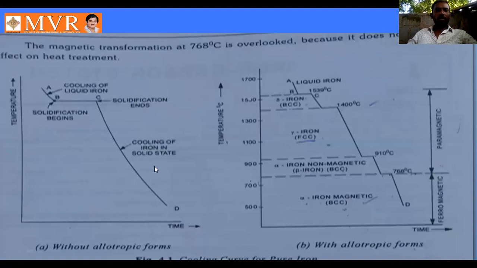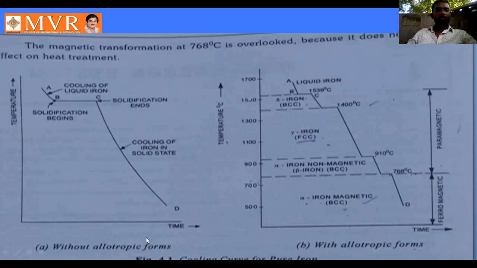Coming to this diagram, we have two diagrams here: without allotropic form and with allotropic form. Without allotropic form, see here: this is the time and this is the temperature.